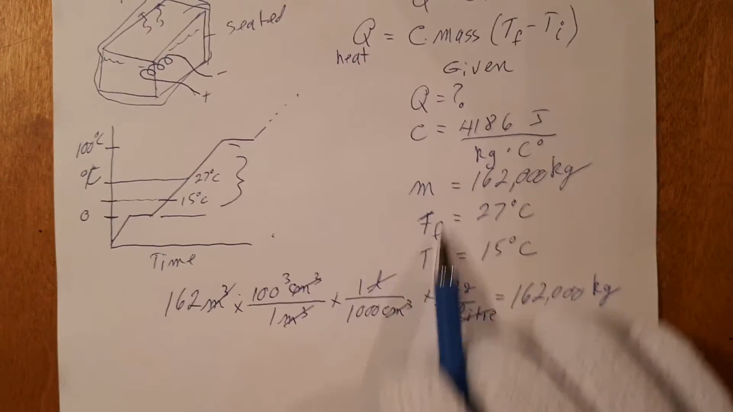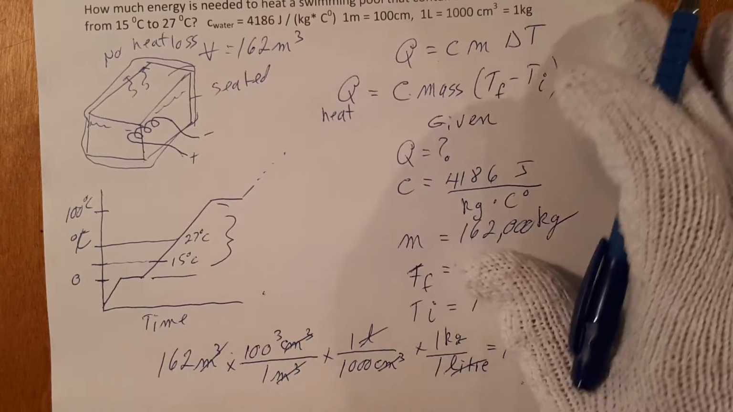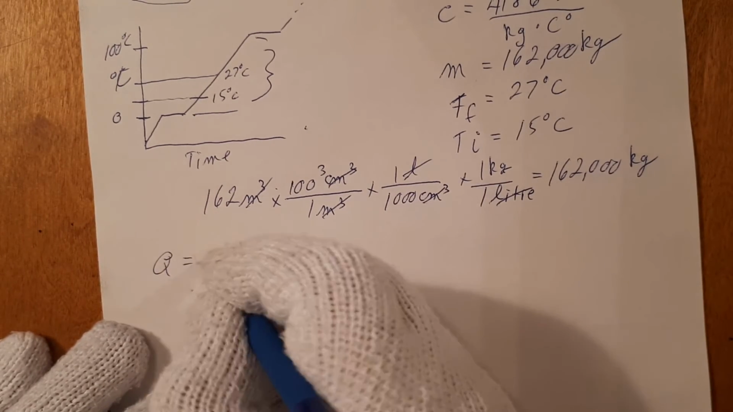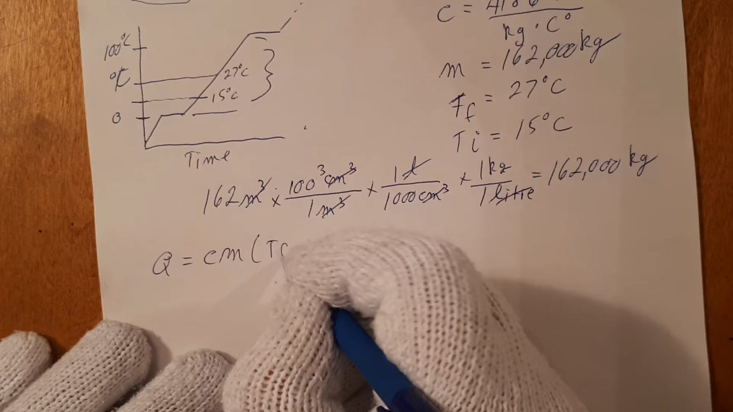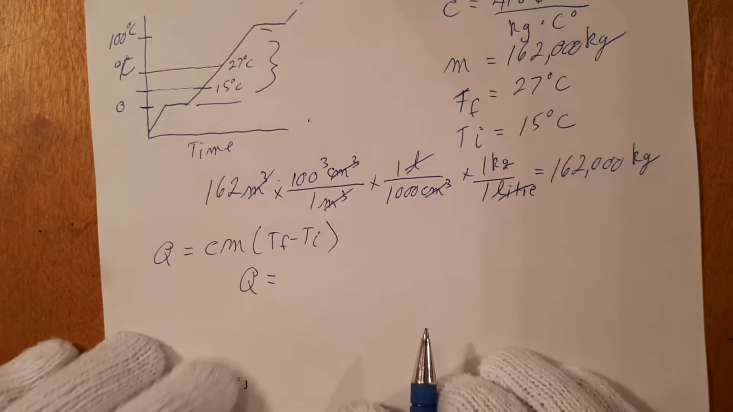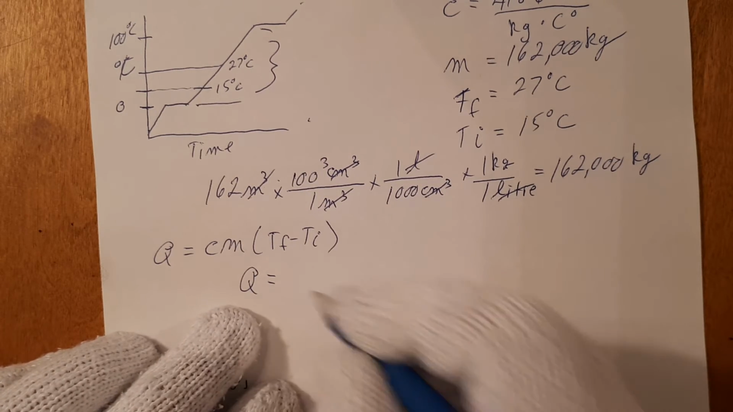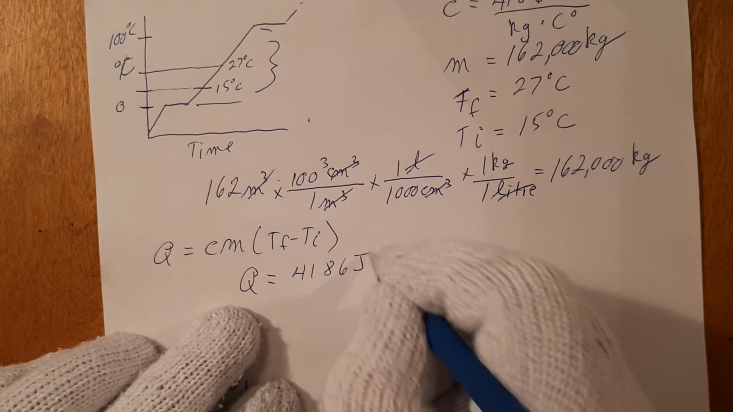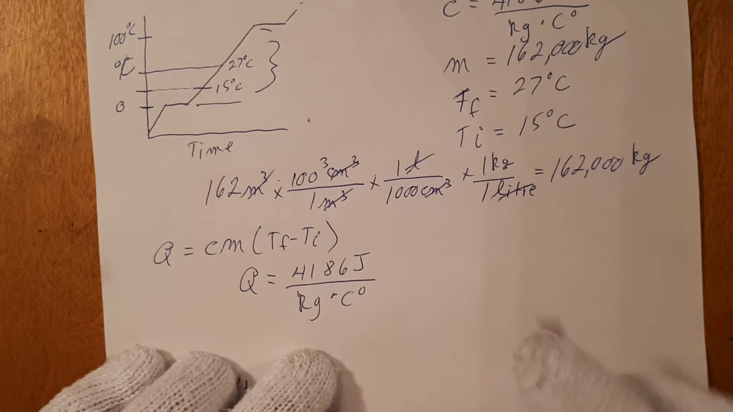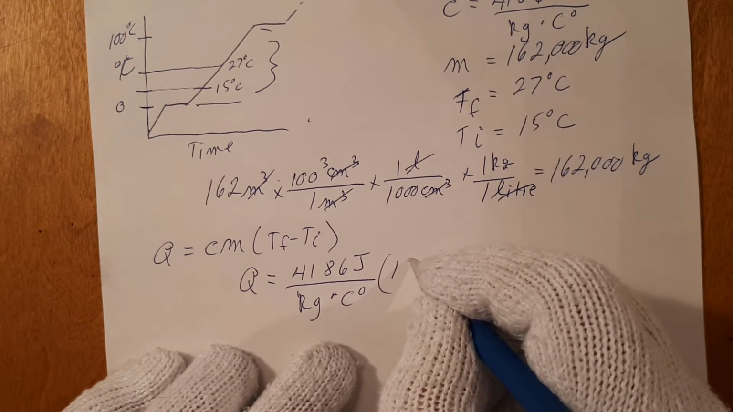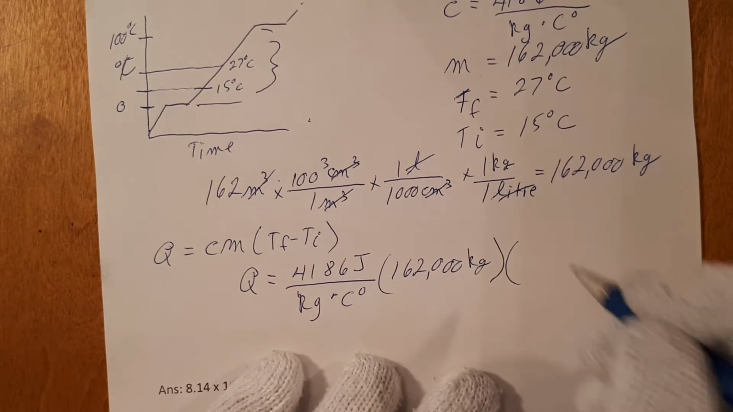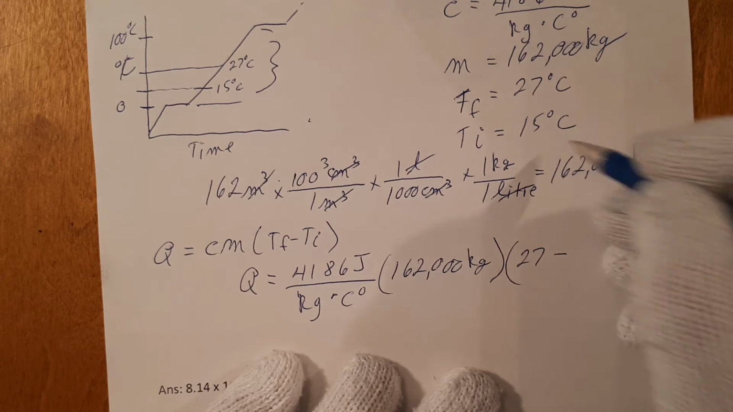All that's left to do is to take this information and put it into our equation. So let's do that now. Here was our equation just one more time. Q is equal to Cm, temperature final minus temperature initial. Putting in the numbers for heat energy, which is what we're looking for, letter Q: 4186 joules per kilogram Celsius degree times the mass. We said that was 162,000 kilograms. Times the two temperatures, 27 minus the 15.